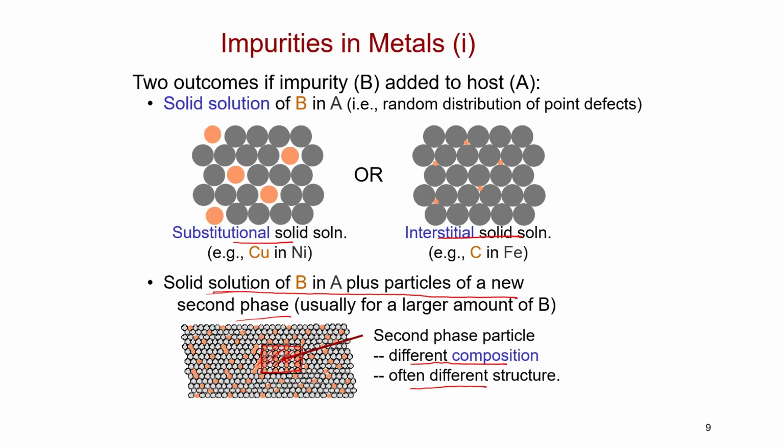What is meant by a second phase particle? It's the same thing, A and B. Without this one, you have A and B together, am I right? It is a solution. When you have two things together, we call it a solution. So this one is again a solution, substitutional and interstitial.